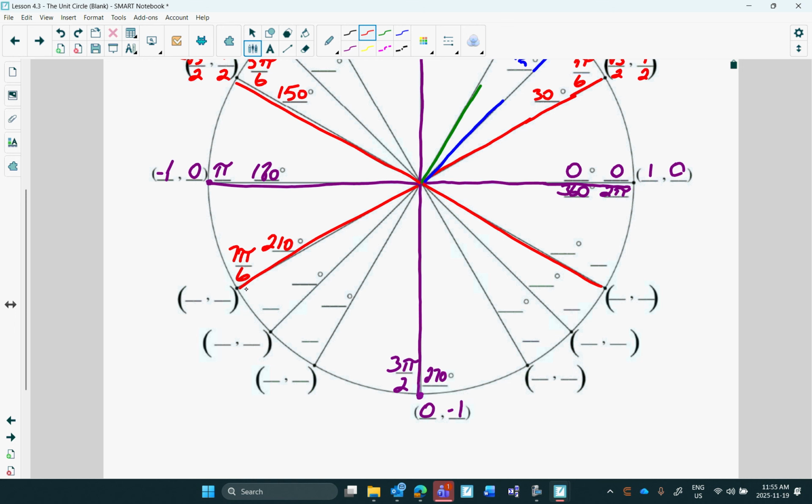What's the point on the unit circle? Negative root 3 over 2, negative 1/2. Good job, Sonia, answering that one correctly.